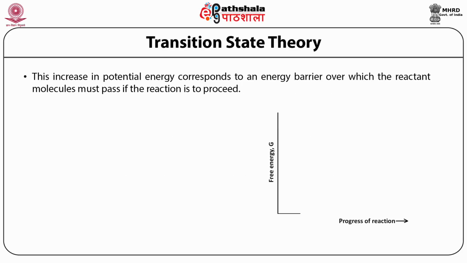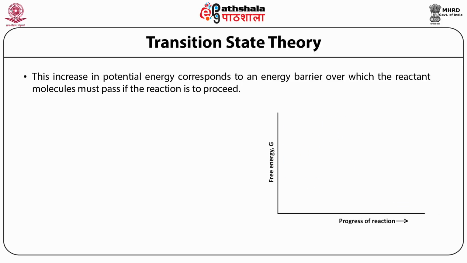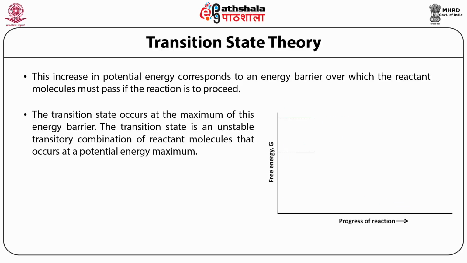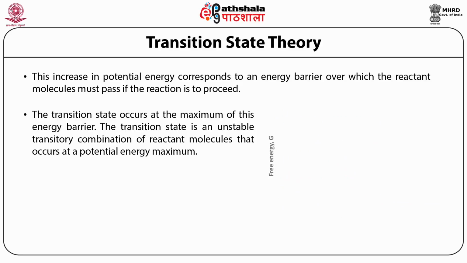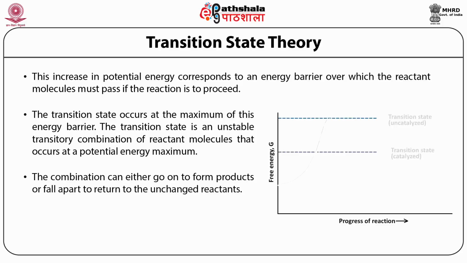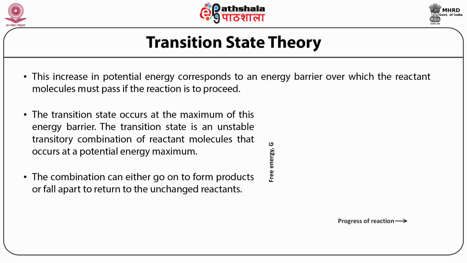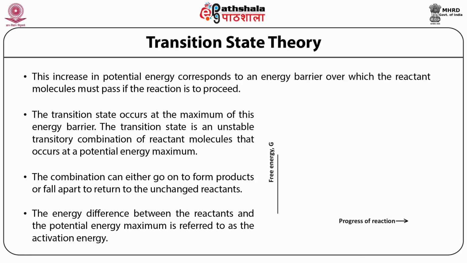This increase in potential energy corresponds to an energy barrier over which the reactant molecules must pass if the reaction is to proceed. The transition state occurs at the maximum of the energy barrier, and the transition state is an unstable combination of reactant molecules that occurs at the potential energy maximum. The combination can either go on to form the product or fall apart to return the unchanged reactants. The energy difference between the reactant and the potential energy maximum state, that is the transition state, is referred to as activation energy.